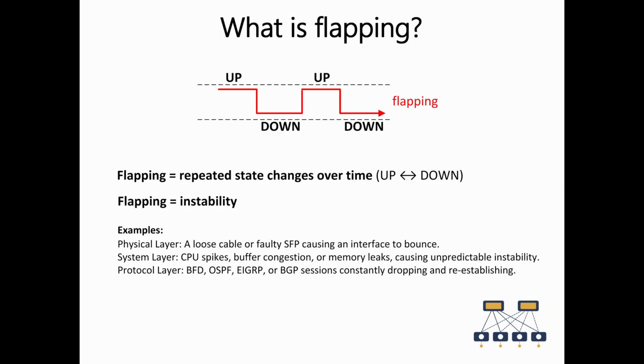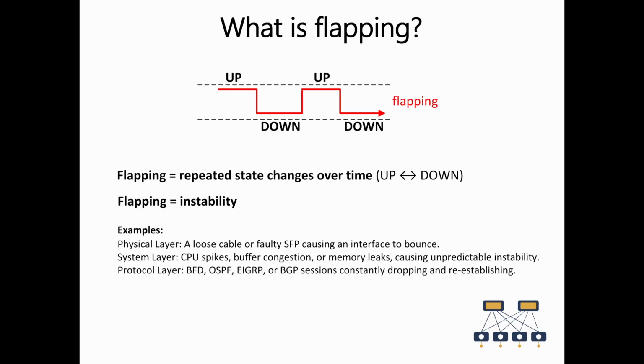So, what exactly is flapping? Simply put, flapping means a network element is repeatedly changing state, up, down, up, down. It's not stable. Flapping is a network instability issue. In networking, flapping is often worse than a complete failure because it triggers constant recalculations across the entire fabric.